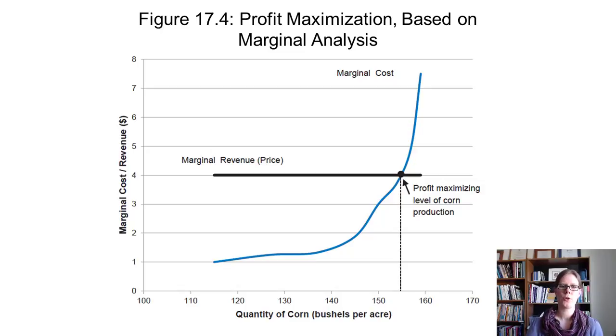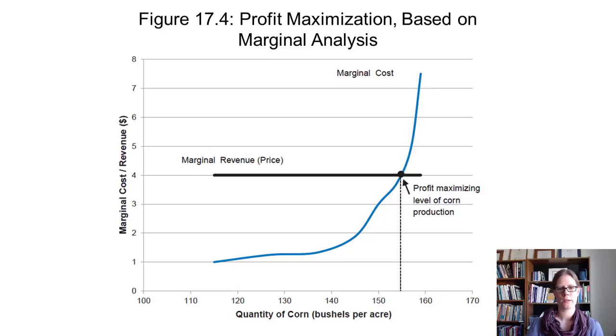So suppose that your two curves look like this. They cross at 154 bushels. For all of the bushels below that point, the producer is earning a positive profit on each additional bushel. So for example, for the 130th bushel, they're earning $4 in revenue. They have to pay $1.20 in cost to produce that additional bushel, and that gives them a marginal profit of $3.80.